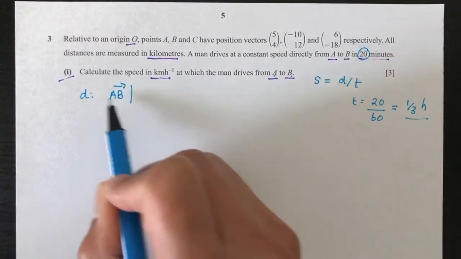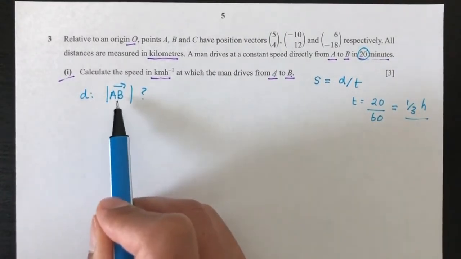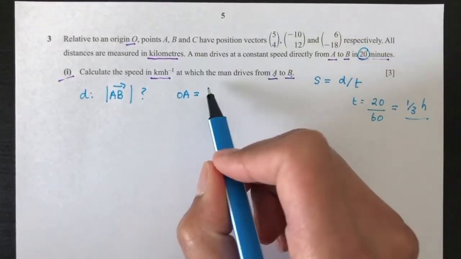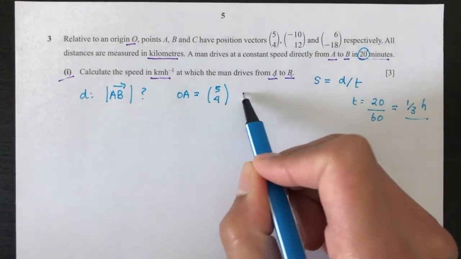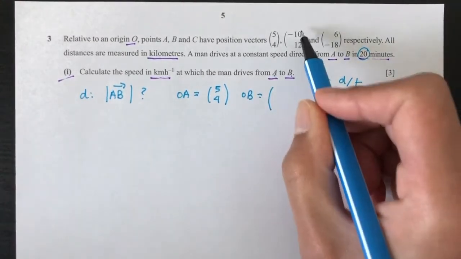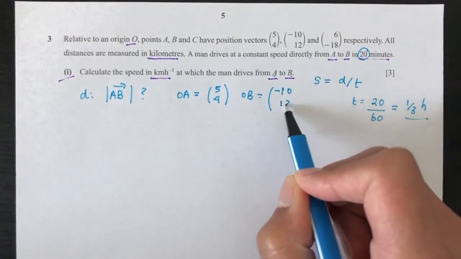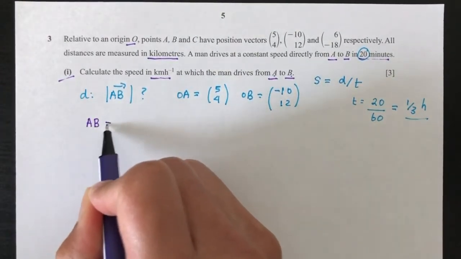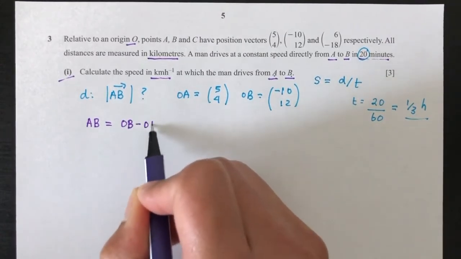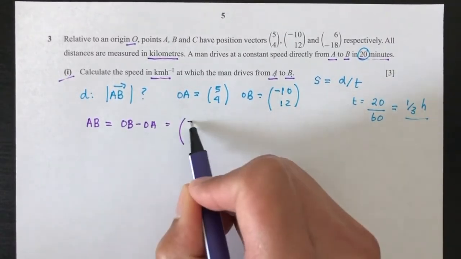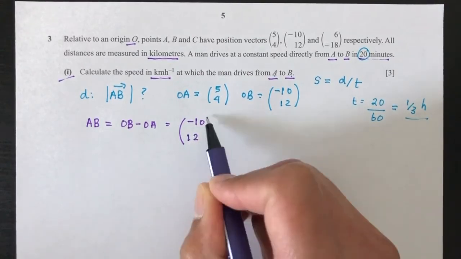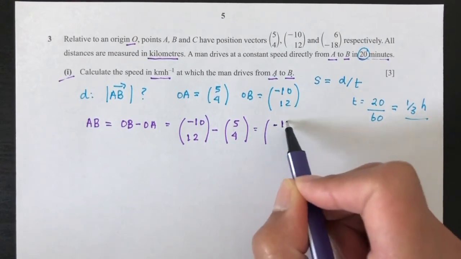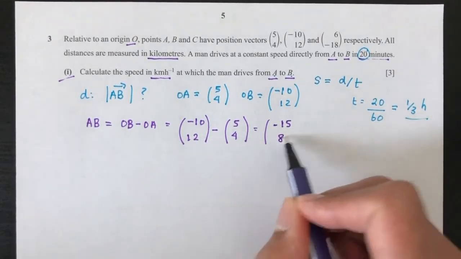Now for the distance, we have to find the distance AB. Okay, how do you find distance AB? So we have to find the magnitude of AB. So we know that OA has been given to us by the first one, 5, 4, and OB has been given to us by this one, minus 10 and 12. So now to find AB is just equal to OB minus OA. That will be minus 10, 12, minus 5, 4. That will be minus 15, and 12 minus 4 will be 8.